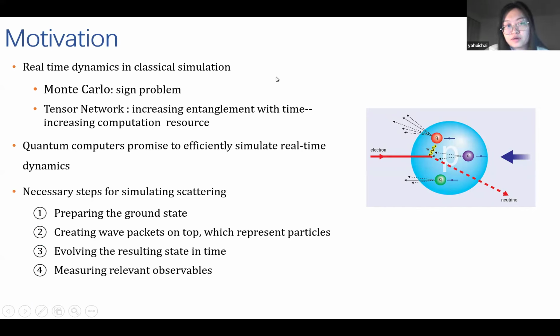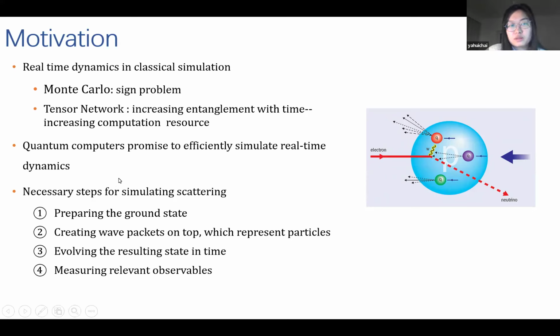Firstly, the scattering process is very important to let us understand how the fundamental particles interact and also check our theory. But how to simulate this process in a classical way is still very difficult. Firstly, the traditional Monte Carlo method is not feasible for the real-time dynamics because of the sign problem. Secondly, for the tensor network, there is a problem of increasing entanglement with the time evolution. This means the tensor network will need more bond dimension and more computation resource, and this limits the tensor network to be only efficient for short-time dynamics.